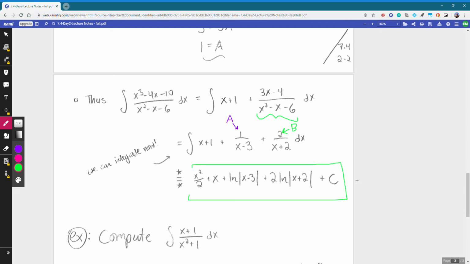All right, so one more example to talk about today. Here we're looking at integrating x plus 1 over x squared plus 1. If you haven't thought about this one yet, pause the video and play around with it for a little bit. It's a little bit weird, but take a few minutes and see what you can make of it.